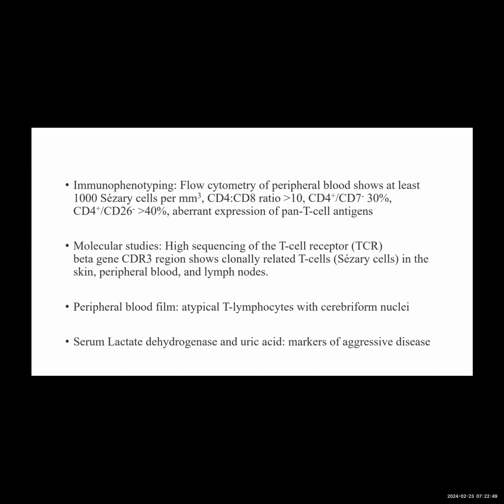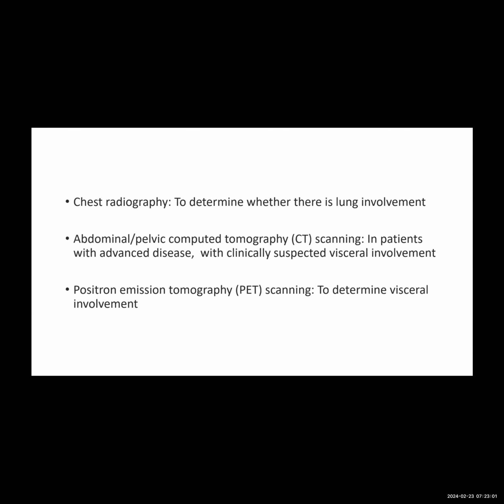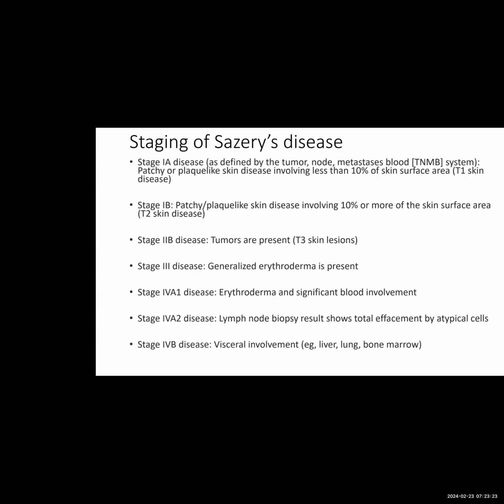Serum lactate dehydrogenase and uric acid also need to be assayed for, and in these patients their levels are elevated, and they are known to be markers of aggressive disease. So chest radiograph is also important to look at if there is involvement of the lungs. Abdominopelvic computed tomography scan can also be done in patients in whom visceral involvement is suspected. PET scanning can also be done to determine the visceral involvement as well.